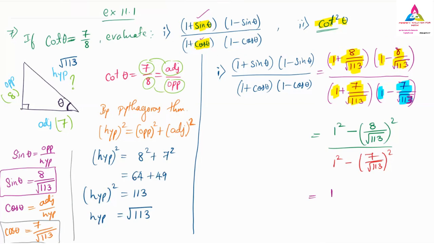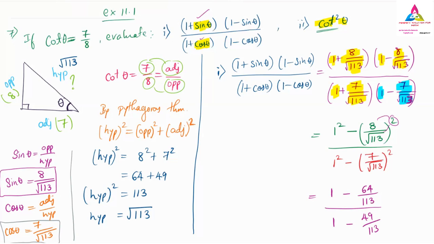1 square will remain 1 itself. 8 square, this square I have to take for both numbers. 8 square is 64, divided by root 113, the whole square we have. So the root will get cancelled, and it will remain only 113. Whole divided by 1 square here, 1 square will remain 1 only, minus 7 square is 49, divided by again root 113 the whole square, that is nothing but 113. The root gets cancelled.